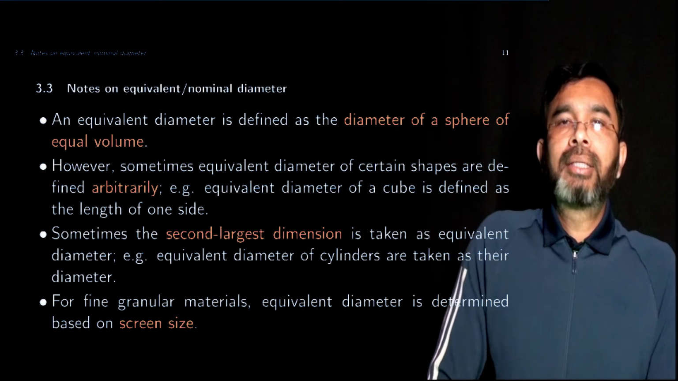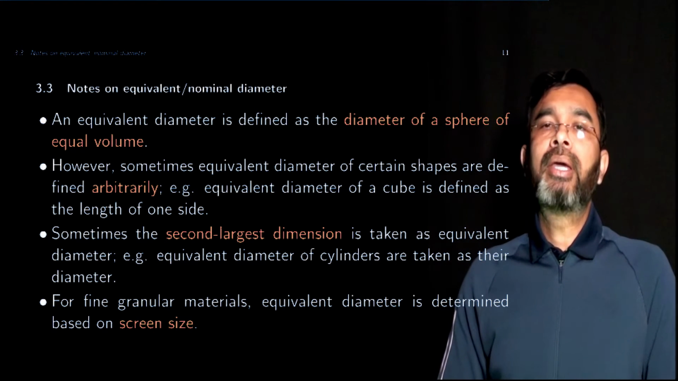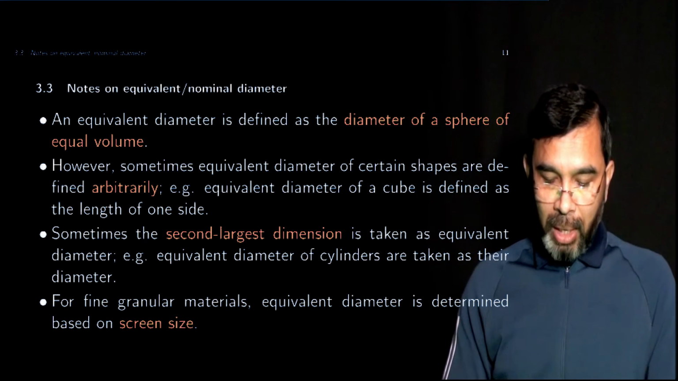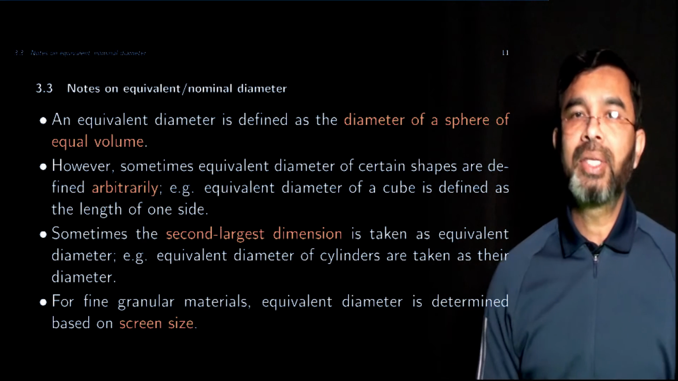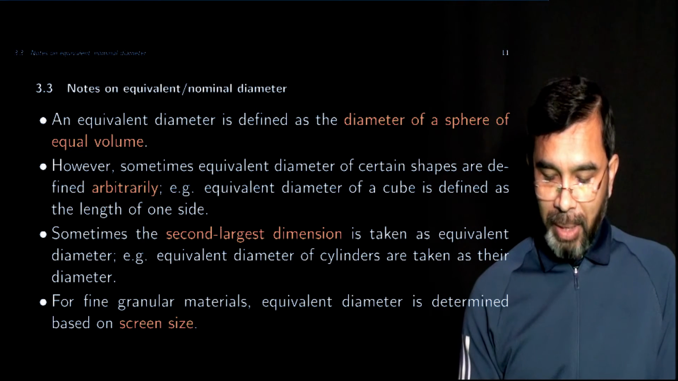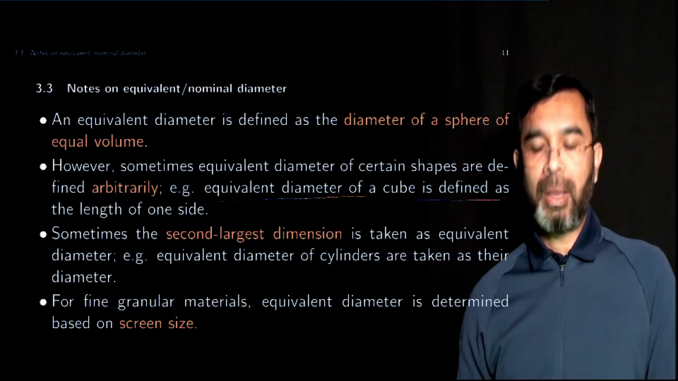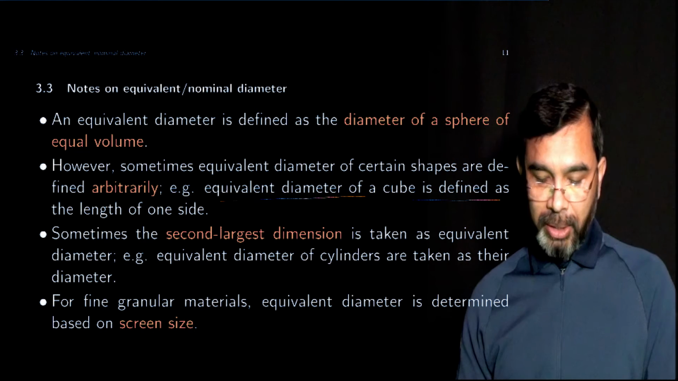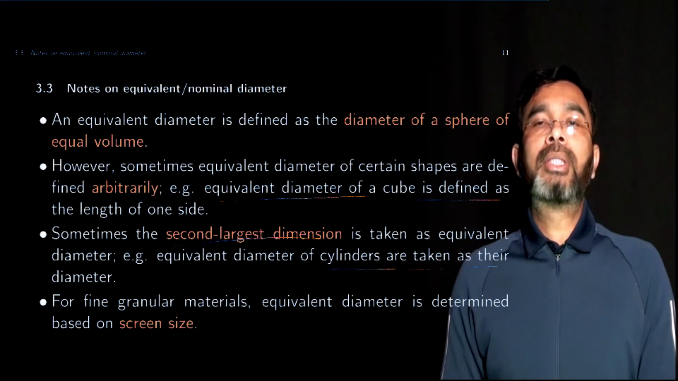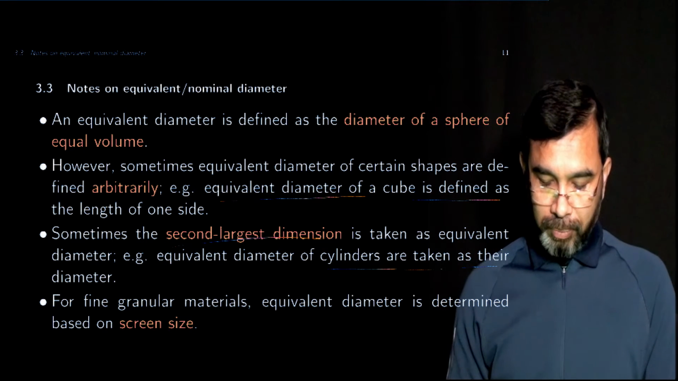So as I said, the equivalent diameter is defined as the diameter of a sphere having the same volume as that of the particle. However, in some cases the equivalent diameter is defined arbitrarily. Sometimes the equivalent diameter of a cube is defined as the length of one side, and it's also sometimes called the nominal diameter. Sometimes the second largest dimension is taken as the equivalent diameter. Say for a cylinder, the diameter can be taken as the equivalent diameter.